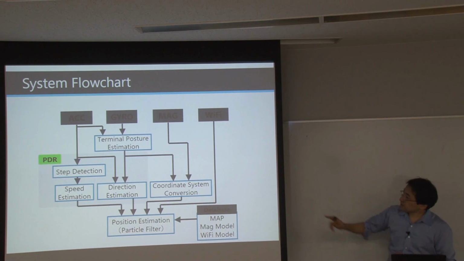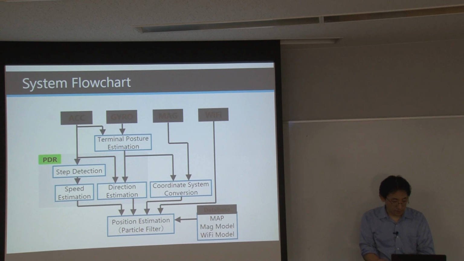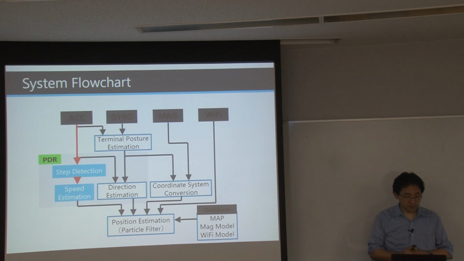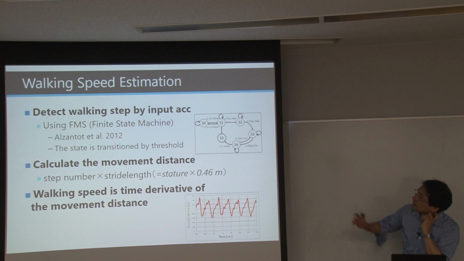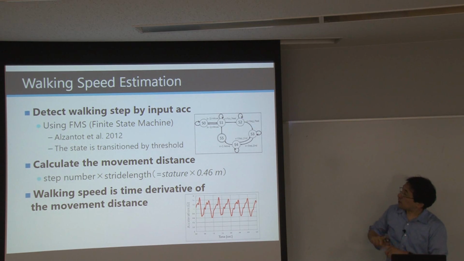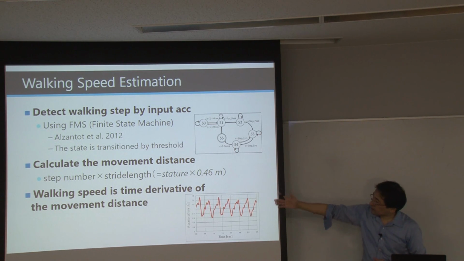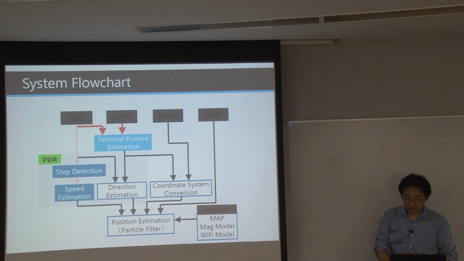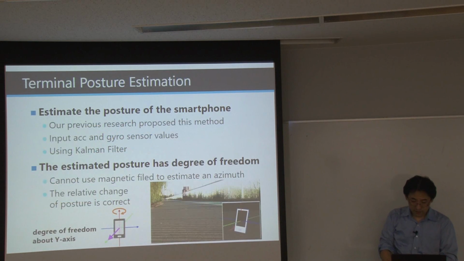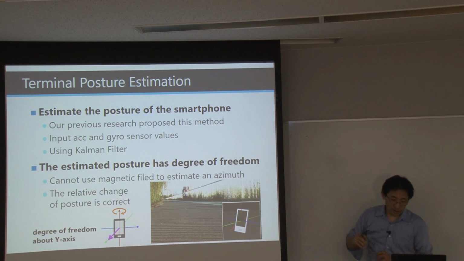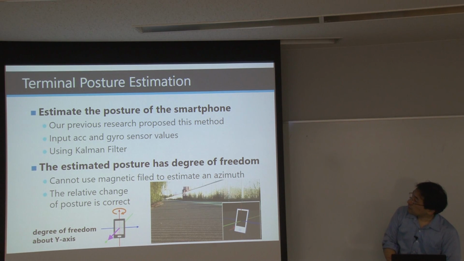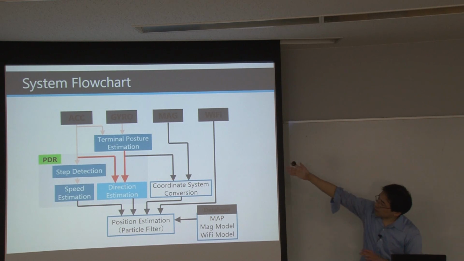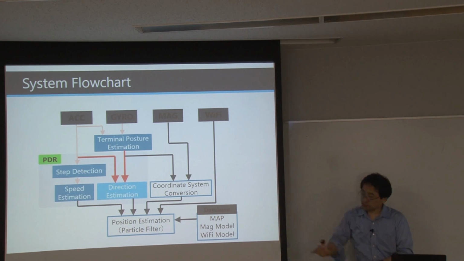We had this kind of algorithm to estimate the location by using different kinds of sensors, and inside them we had the PDR algorithms. Starting from the PDR algorithms, we require step detection and speed estimation. We have a state transition system, and we can calculate steps by using this. We also use the speed calculation from them. And we have terminal posture estimation using the gyro and a Kalman filter.